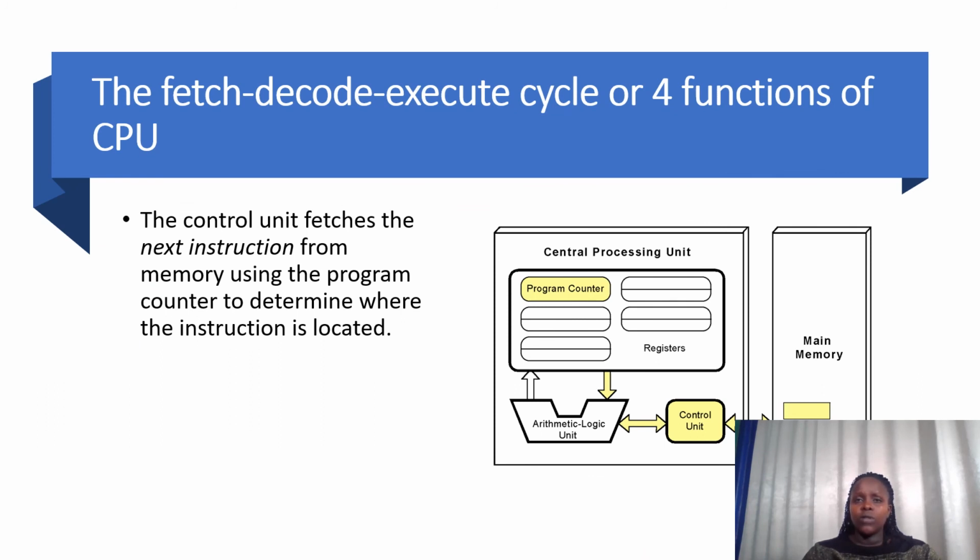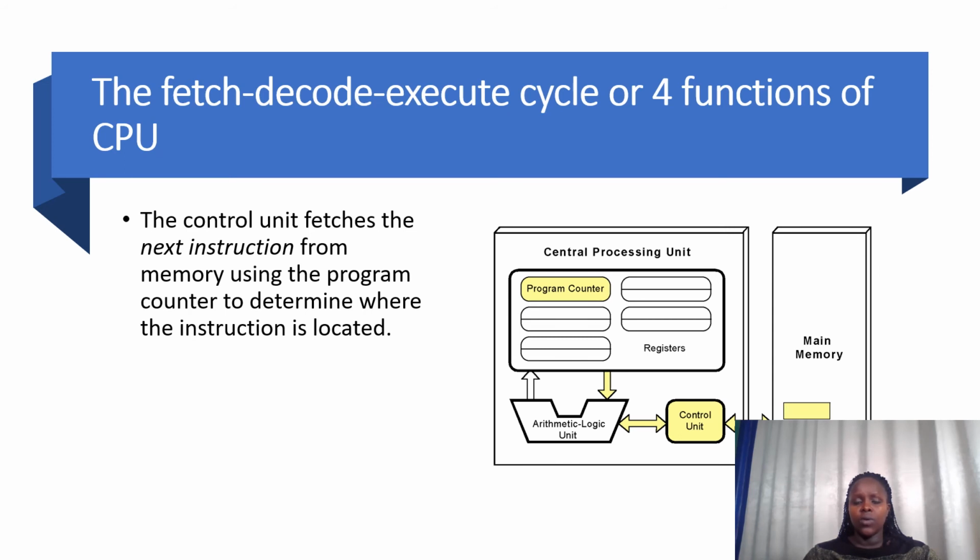After knowing those different parts of the CPU, there is a cycle which explains the four functions of the CPU. That cycle shows how the data will be retrieved from the memory and how the data will be decoded and executed. The control unit fetches the next instruction from memory, using the program counter to determine where the instruction is located.